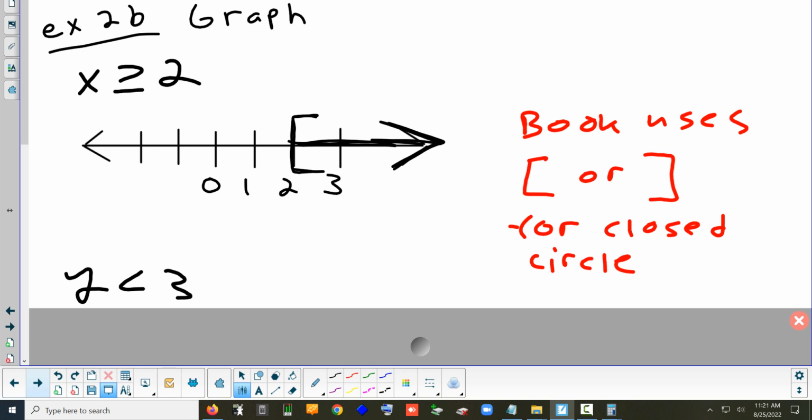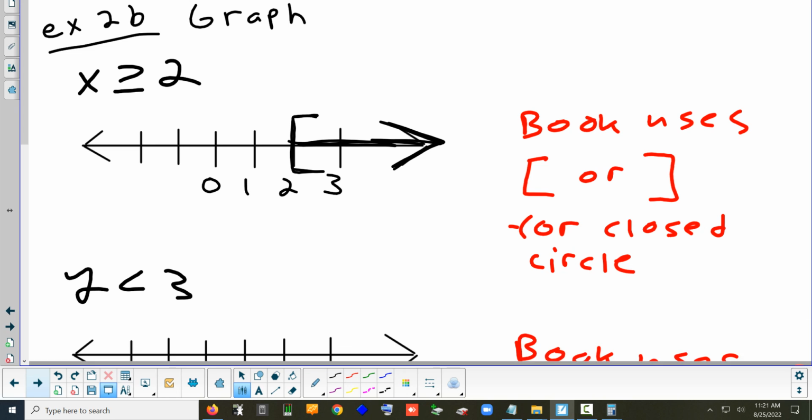If a problem asks you to graph something, I don't care which way you do it. The point of this is, if you see this on a test and I say, write an inequality, and I give you this picture, you would have to know that this means that. One thing you don't want to do is mix them. I would say just stick with one or the other if you're going to do graphing. So parentheses, the open circle you said.